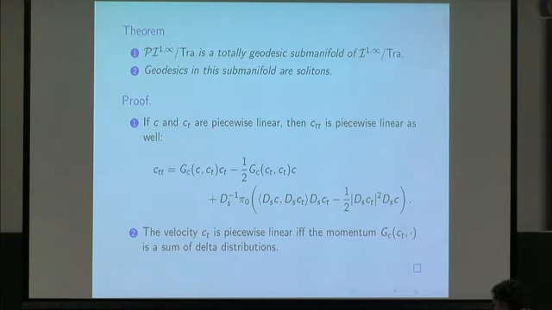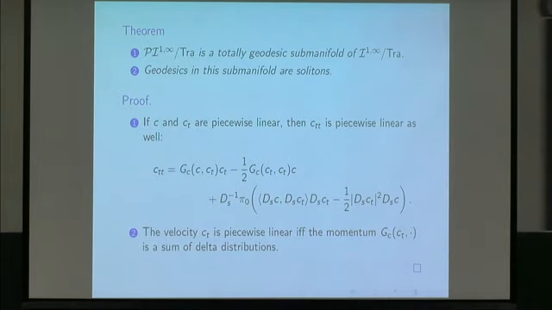So here is the theorem. The piecewise linear immersions, and this is again Sobolev W1,∞, modulo translations, form a totally geodesic submanifold of all Lipschitz immersions modulo translations, and the geodesics in this submanifold are solitons. We have to look at the geodesic equation that you saw before, and see that if the curve and its velocity are piecewise linear, then also the acceleration is piecewise linear as well, and therefore this is really piecewise linear with the same subdivision, and therefore this is really a totally geodesic submanifold.